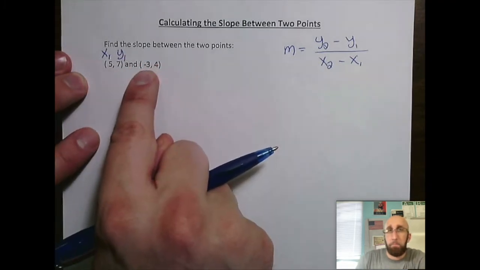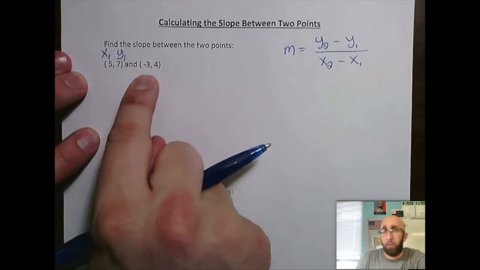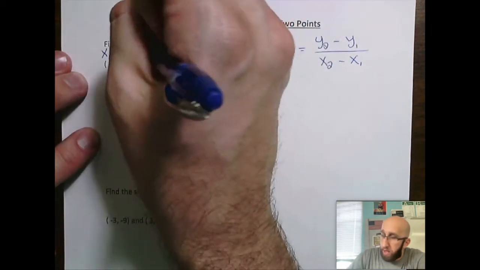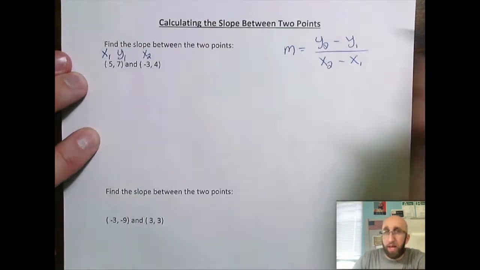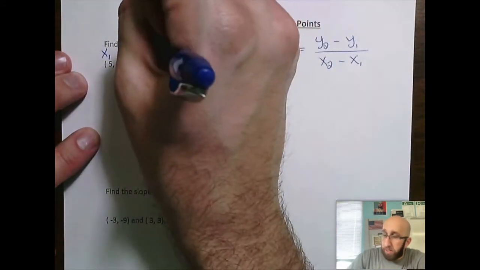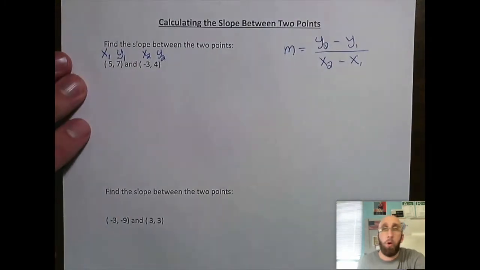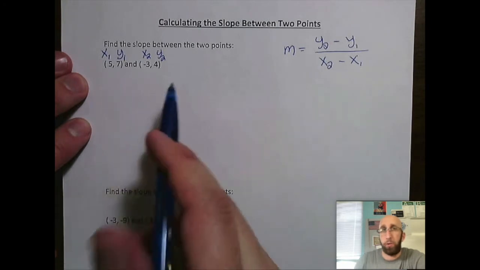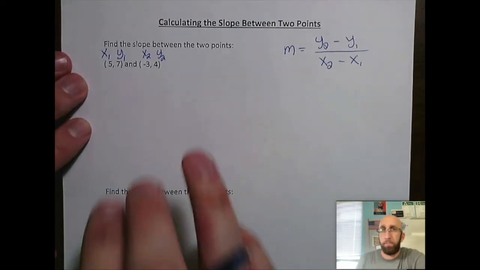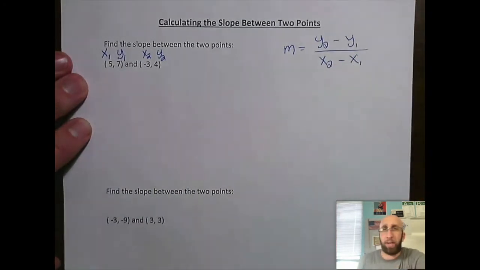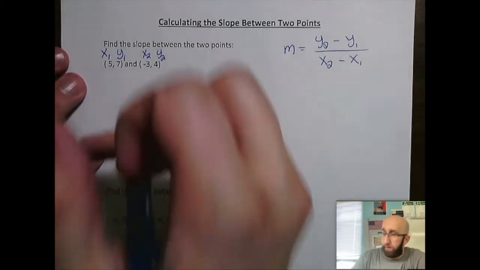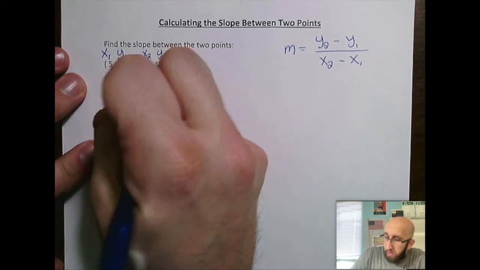This is my second point, -3, 4, the second of the 2 points listed. I know that -3 is the x, so I'm going to call that x2. And the 4 is the y value, so I'm going to call that y2. So x1, y1, x2, y2 is all the pieces there. From here, it's just a very careful game of plugging the pieces in and then calculating your answer and reducing if need be. So away we go.